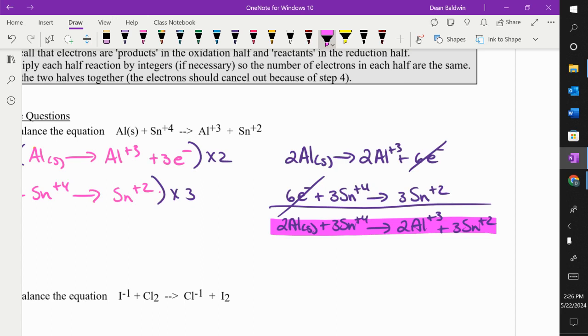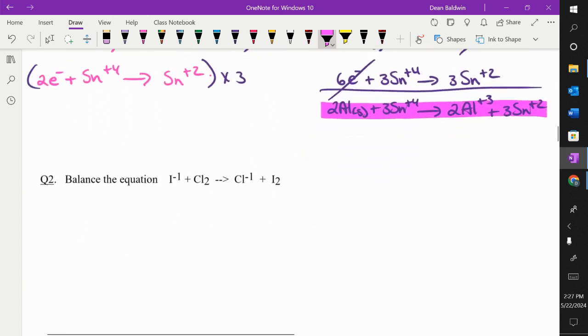And then you can check to see if the charge is balanced, because they need to. What's the overall charge on the left side? It's 12 because you have 3 tin 4s. This is plus 12. On this side, 2 times 3 is 6. 3 times 2 is 6. Means that's plus 12 on that side. They have to balance out. So not only the atoms have to balance, but the overall charges on each side of the reaction have to balance. That makes sense?